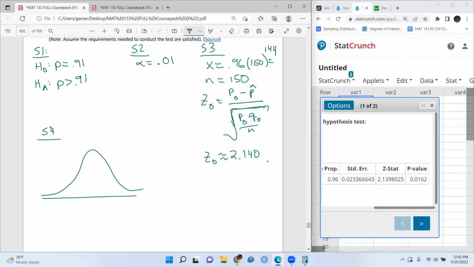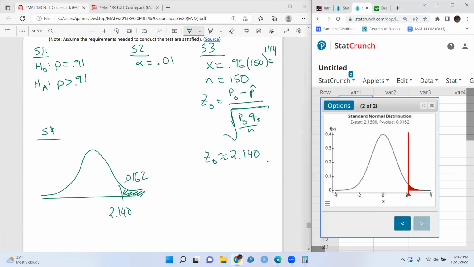This is a positive z value, and this is a right tail test because of greater than. So we know this goes up here. This area is the 0.0162. I could click over, and there I can see the graph with the p-value and the z-stat written there. All right, so you all tell me, what'd you do? Did you reject H0 or fail to reject H0?